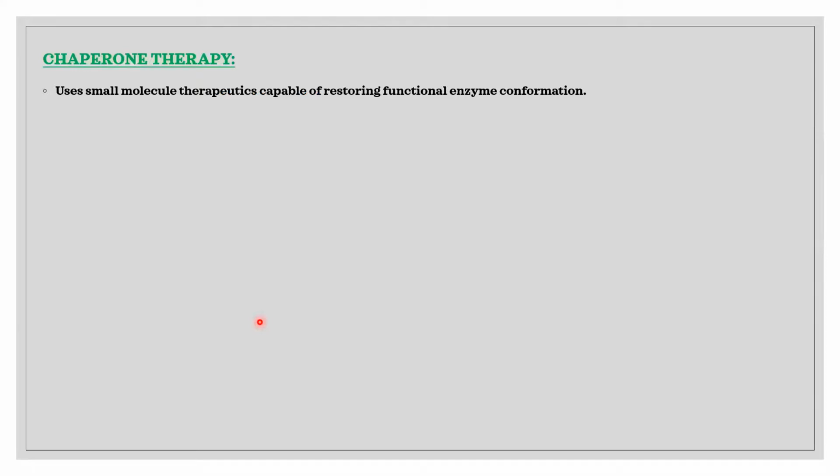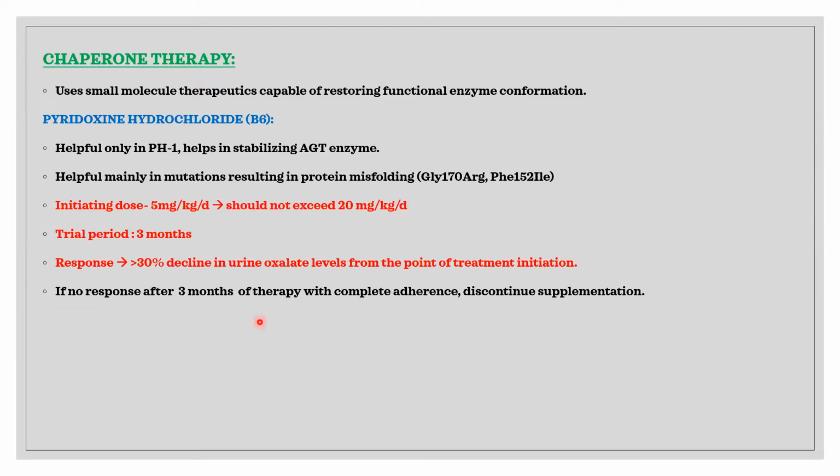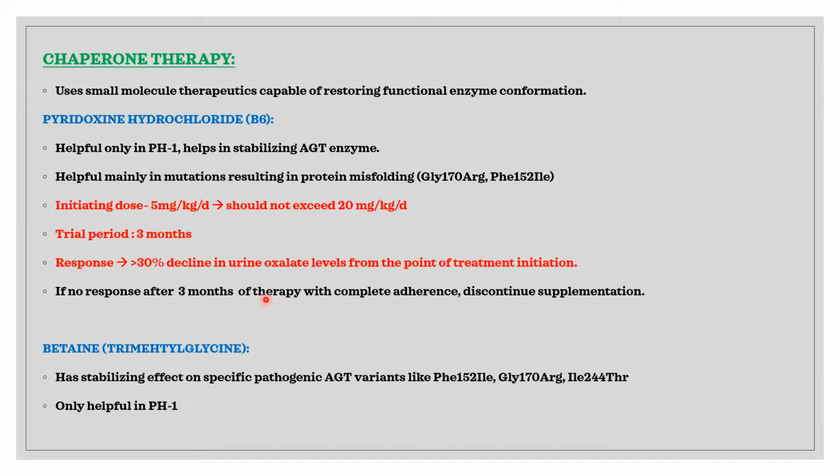Coming to the chaperone therapy, it uses small molecule therapeutics capable of restoring functional enzyme conformation in the liver. There are two mainly, pyridoxine hydrochloride and betaine. Both were helpful only in primary hyperoxaluria type 1 because they help in stabilizing only the alanine glyoxylate aminotransferase enzyme. Generally, the pyridoxine hydrochloride initiating dose is 5 mg per kg per day and should not exceed 20 mg per kg per day. Trial period should be 3 months. We call a patient responsive if there is more than 30% decline in urine oxalate levels from the point of treatment initiation. If no response after 3 months, we should discontinue supplementation.